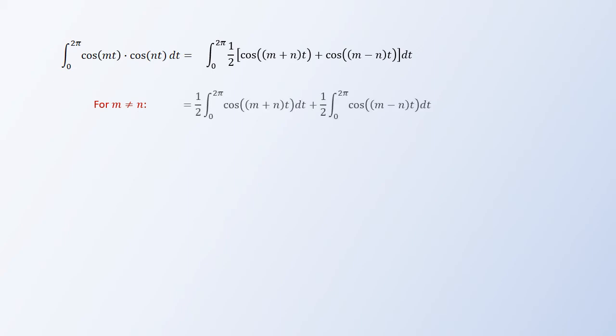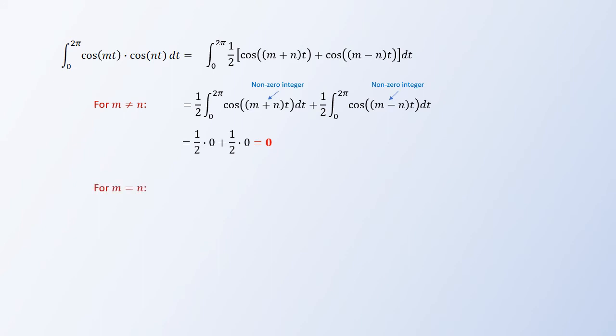Likewise, for cosine mt times cosine nt, we use the other trig identity, which is this one. And again, in the same manner, we say, well, what about when m is not equal to n? We separate the two integrals. We see that that's a non-zero. That's also a non-zero. So both of these are going to drop out for the reasons we stated earlier.